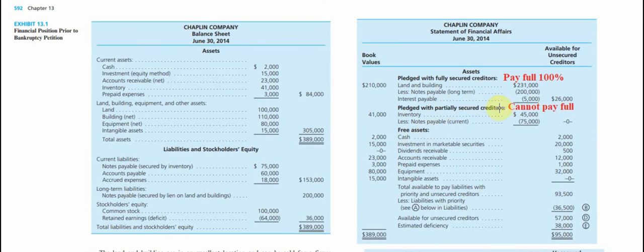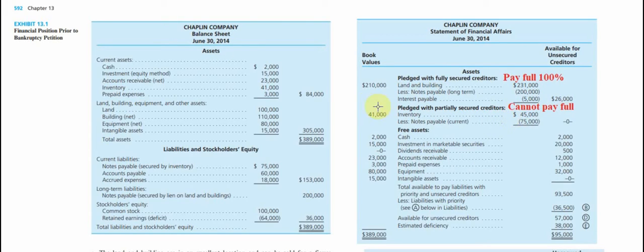The next one, we have 231,000 minus everything, and we get about 26,000. Why do we get 26,000? Because the value of land and building covers the long-term liability, that's why we call it fully secured creditor. If the land and building is below the long term, they will be put in the partially secured creditors.